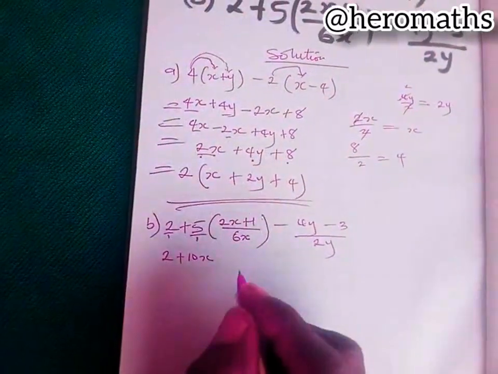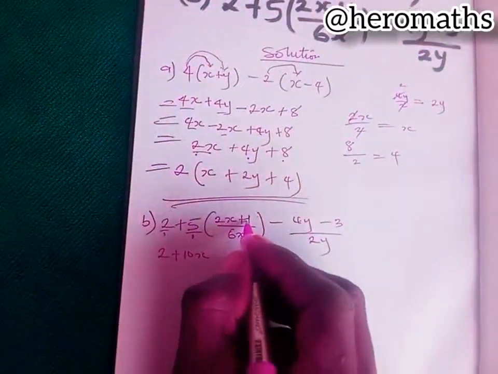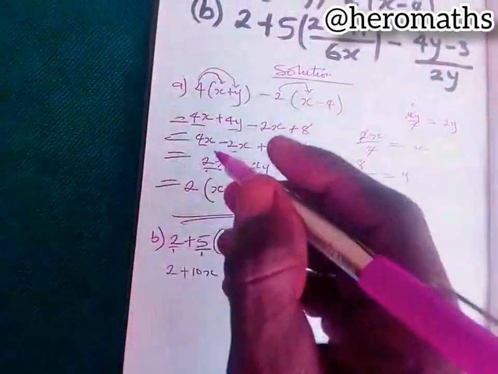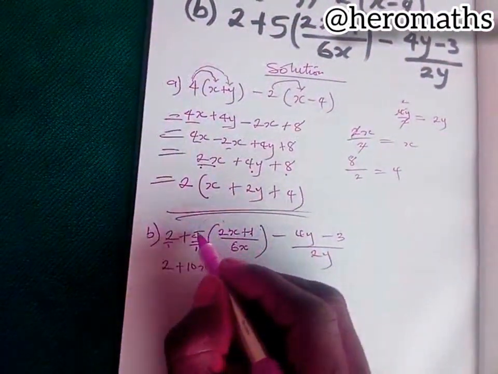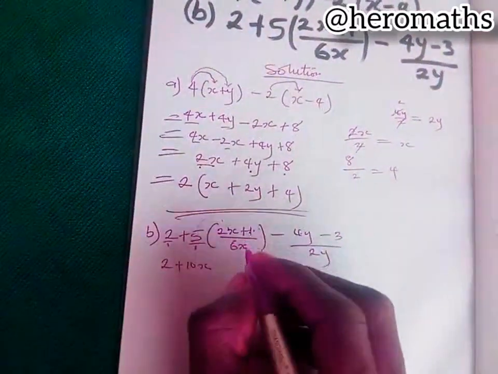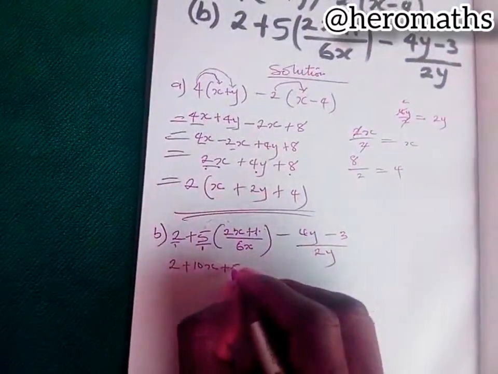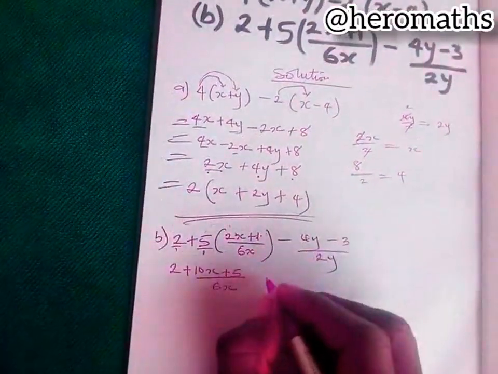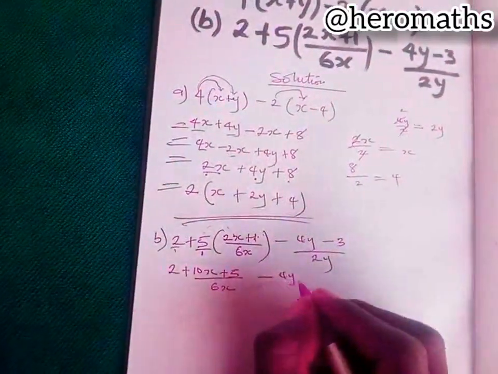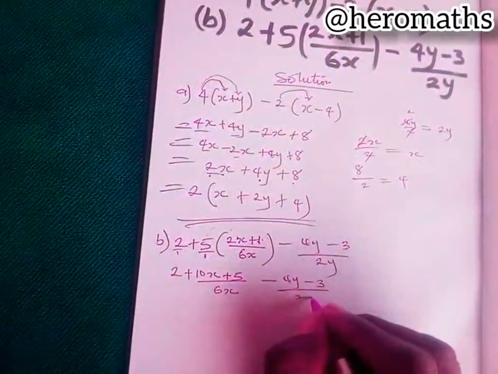10x. Right? Then 5 times plus 1, the same thing we did in the first equation. This 5 will multiply this. We're going to multiply this. Then 5 times 1 gives us plus 5. This is divided by 6x. Then minus 4y minus 3 divided by 2y.